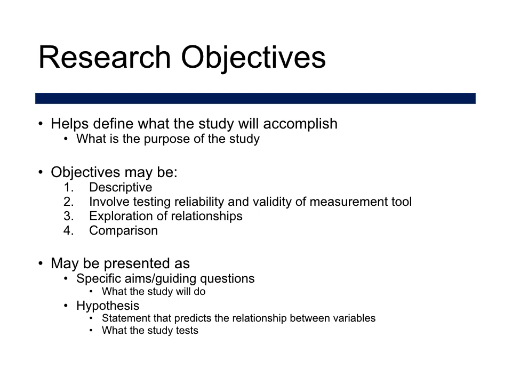So now we have our research question and the rationale. These two items give us an overview of what we will be studying. The research objectives help us describe the purpose of the study and what the study will accomplish. Objectives can be presented in a number of ways. For example, they can be descriptive, presented as guiding questions or specific aims, or they can be presented in terms of a hypothesis and they can predict the relationship between variables. Let's take a look at some examples.